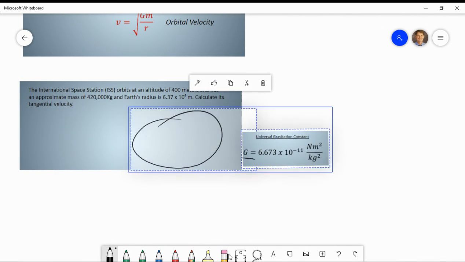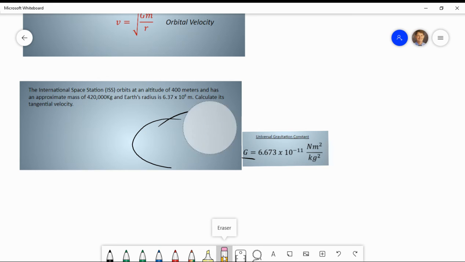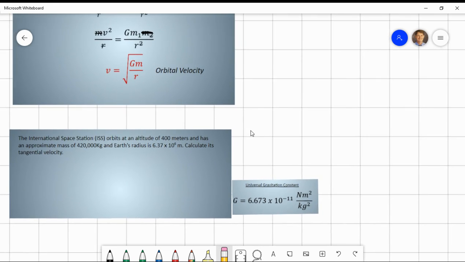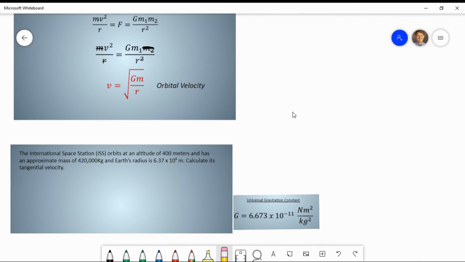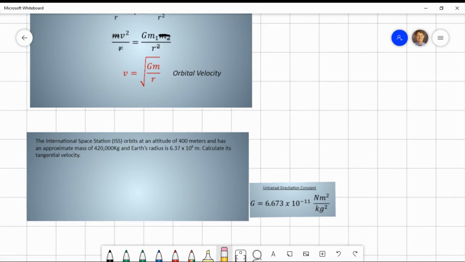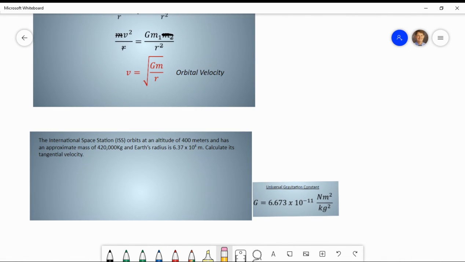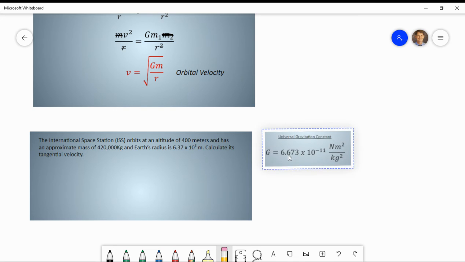So remember that big G is that number. And then times the mass of the central mass. So that's usually a planet. It could be a sun, whatever, but it's the thing that everything's orbiting around, right? Divided by the radius, which is the distance between the object and the planet, and the radius of the planet as well. Keep that in mind.